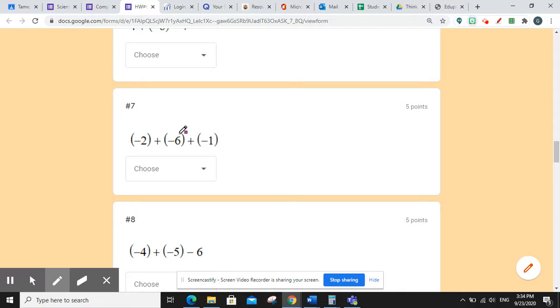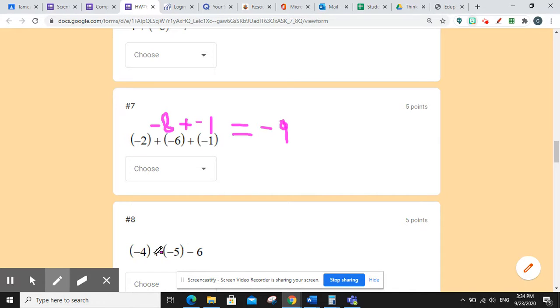Do negative 2 plus 6. Start from the left to the right. So what's negative 2 plus 6? Well, they're the same sign, so I'm going to add them. So 2 plus 6 is 8. I'm going to keep the sign, so they're both negative. And now I have plus negative 1. Again, same sign, I add them. So 8 plus 1 is 9. They're both negative, so this is a negative 9. So my answer is negative 9.